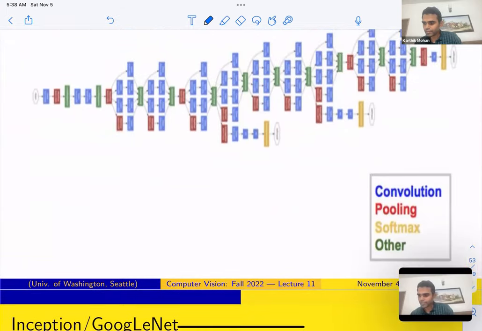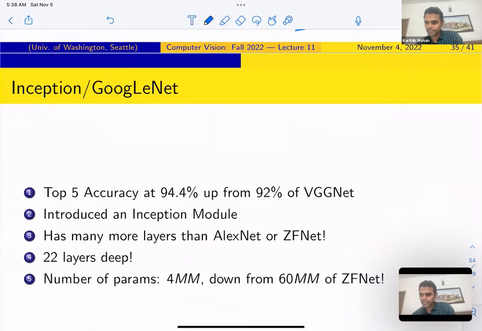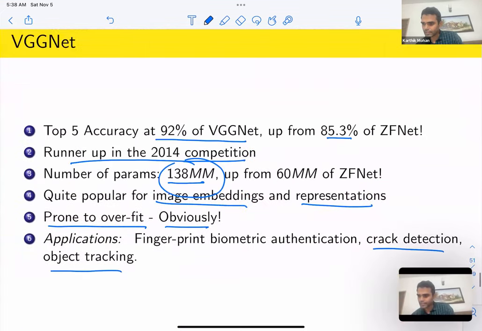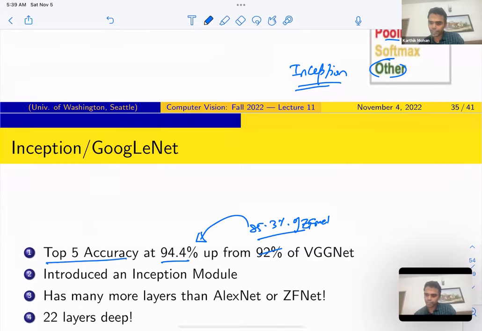So there is convolution, max pooling, softmax, and there's also something called an Inception module. They also use that. For the top five accuracy, VGGNet came up in the same year. ZFNet had 85.3%. So there was a big bump in 2014, from 85.3% the previous year to 94.4% for the top five accuracy. That was a huge bump. I mean, VGGNet also had a bump, to 92%.